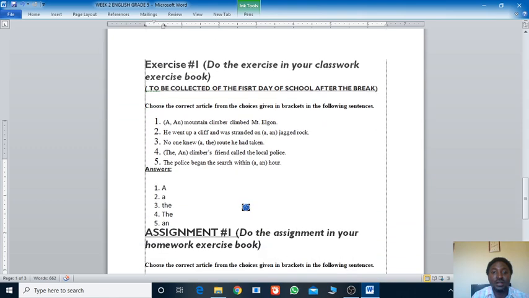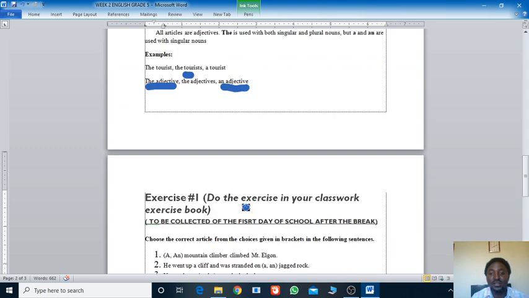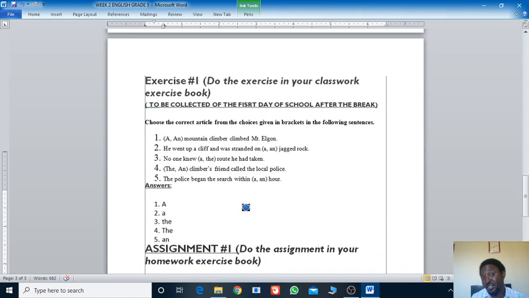So let's try and do an exercise that I hope you will write in your books. We remember, whatever we're doing now, in every lesson that we do, you have to use your book.